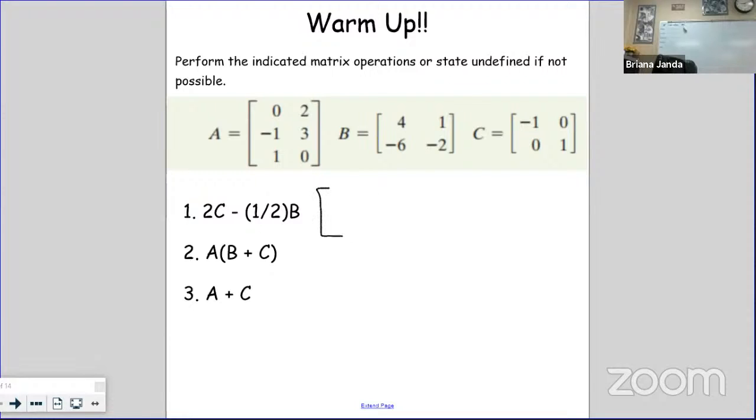2 times matrix C means I'm going to go through all of matrix C and multiply every term by 2, which would be -2. 0 times 2 is still 0. And we're going to subtract 1/2 times matrix B, which means I'm going to go through and multiply every term by 1/2.